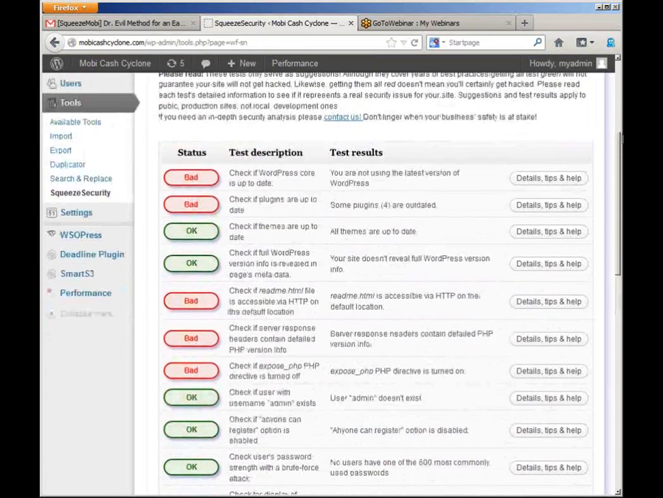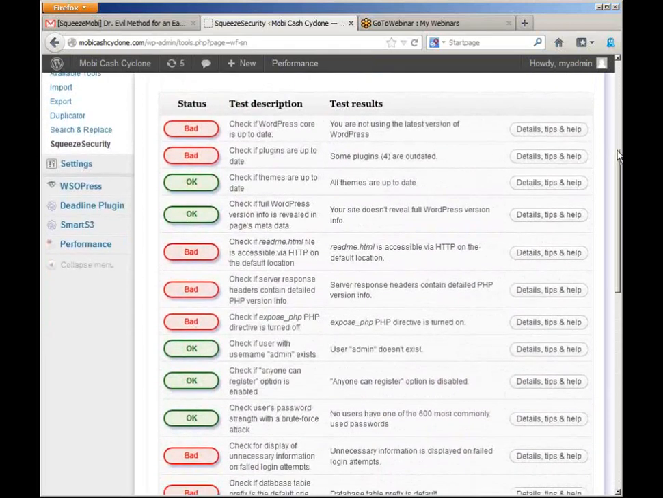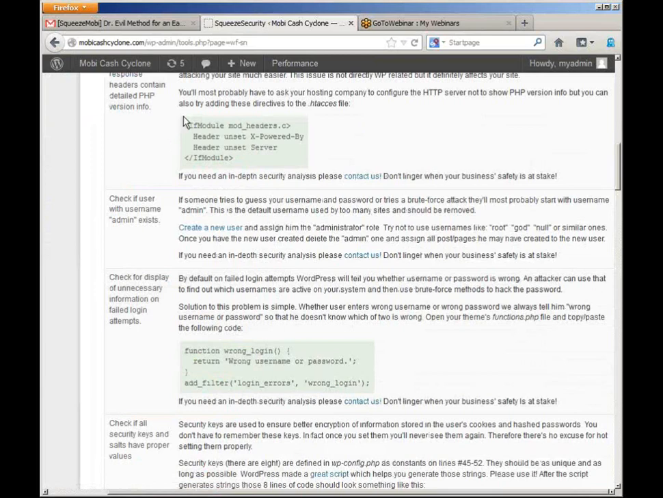I'm a business owner, and I just see that my site has all these breaches. Now I'm terrified. And what does all this stuff mean? Okay, let's go right here. Oh no, what are these things?